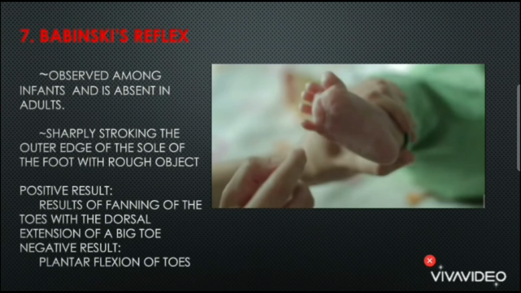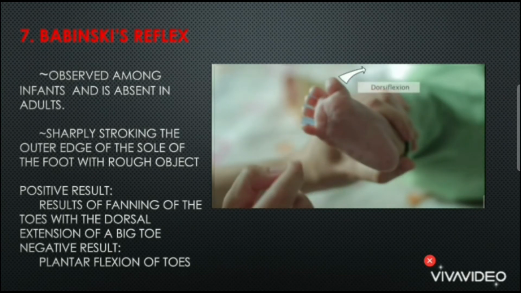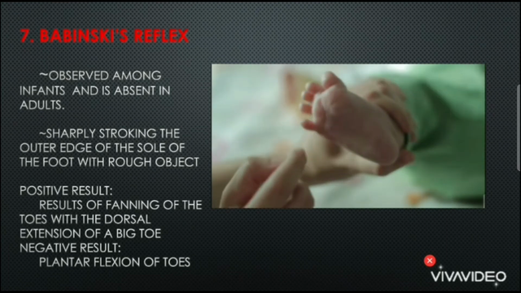Seventh is Babinski's reflex. It can only be observed among infants and is absent in adults. Sharply stroke the outer edge of the sole of the foot with a rough object. Its positive result is fanning of the toes with the dorsal extension of the big toe, while the negative result is plantar flexion of the toes.